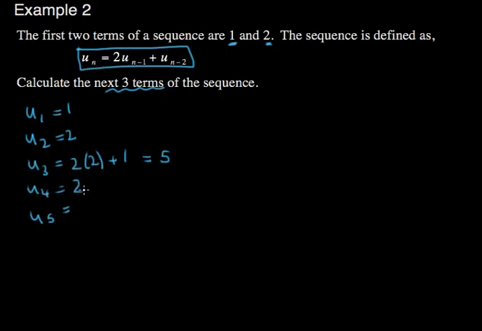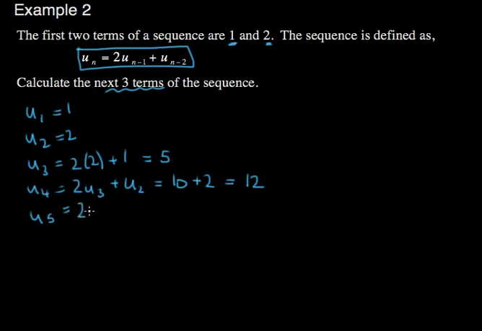To find U4, we could replace the n's with 4's here. So it's actually saying 2 U3's, replacing the n with a 4 gives you 3 here. And then replacing this n with a 4 gives you 2. So that would be plus U2. And then we can just refer to our previous numbers. So it's 2 lots of U3, which is 10, plus U2, which is 2, and that is 12.